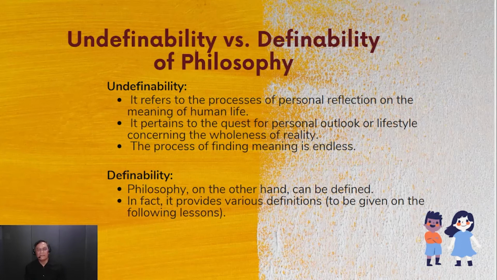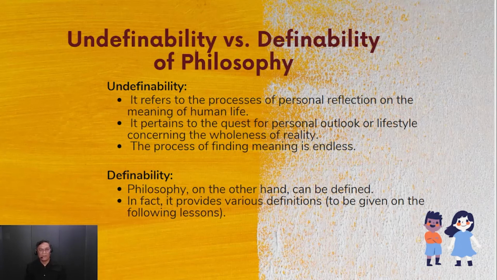So the undefinability of philosophy happens if it refers to the processes of personal reflection on the meaning of human life. If philosophy refers to our personal reflection about the meaning of life, then we can say that we cannot define philosophy. Like when we say different people have different philosophies in life. So that way we can say that we can never define philosophy, because for that purpose, philosophy pertains to the quest of personal outlook or lifestyle concerning the wholeness of reality. Philosophy becomes the process of finding the meaning, and meaning, as we have discussed, is endless.